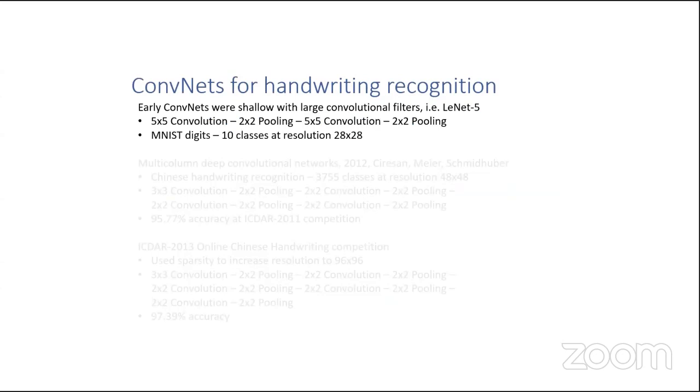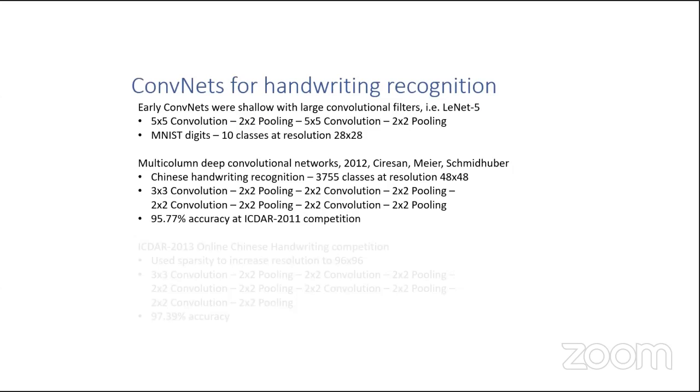The first application to which convolutional networks were applied was handwriting recognition. Early convolutional networks were typically fairly shallow, with large convolutional filters. For example, Yann LeCun's LeNet-5 network had two convolutional layers with convolutional filters of size 5x5. This was applied to the famous MNIST dataset with its digits of size 28x28. As you go up through the network, the receptive fields grow very quickly in size, so almost all of the hidden units are being activated by the input.